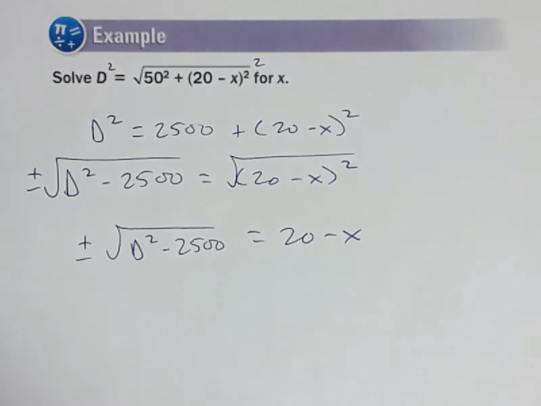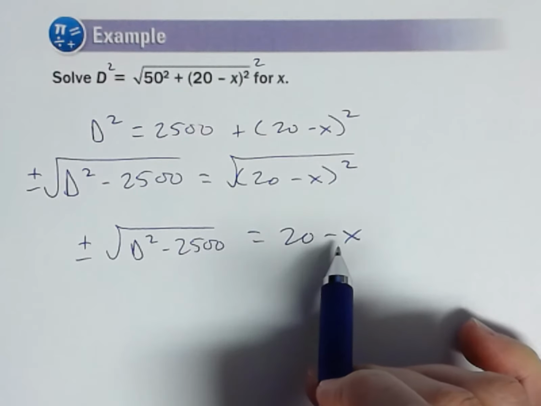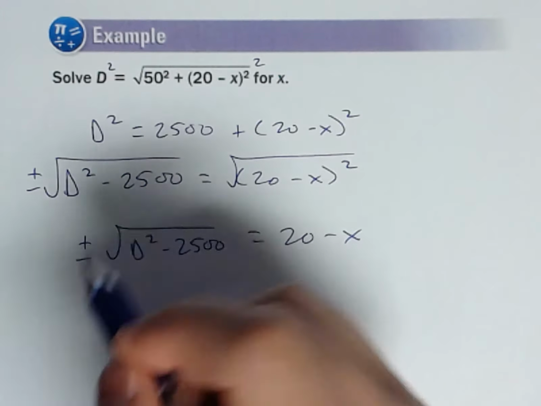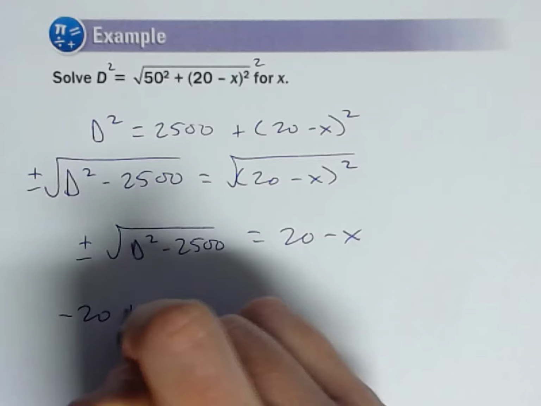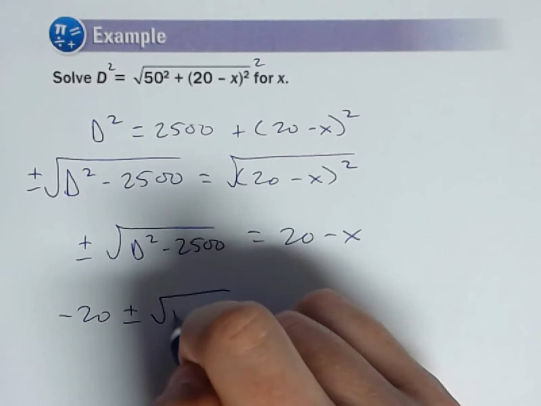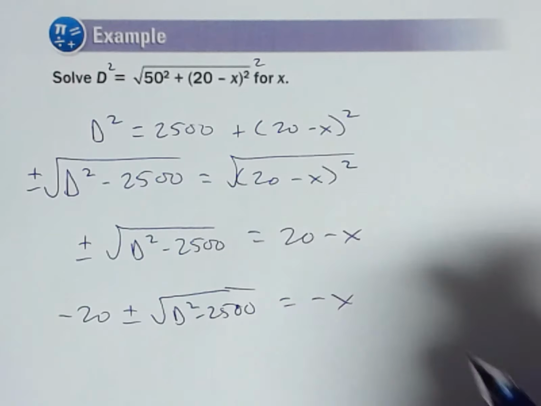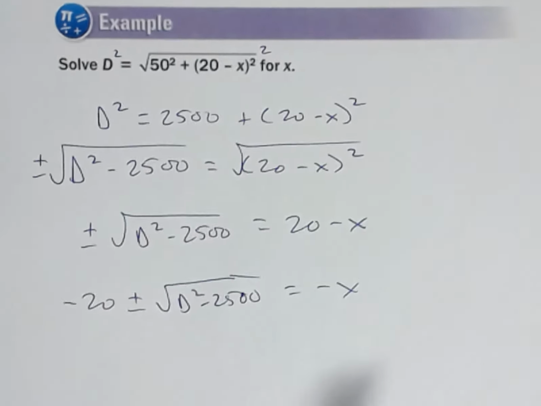Now we're really close. We could take this 20 over. In fact, let's just do that. So we'd have negative 20 plus or minus the square root of d squared minus 2,500 equals negative x. I'm getting a little sloppy there, sorry.